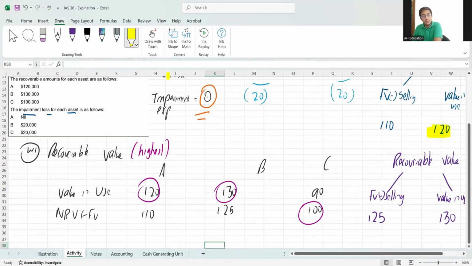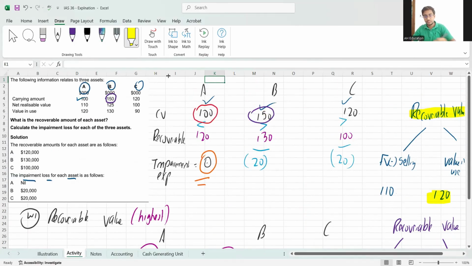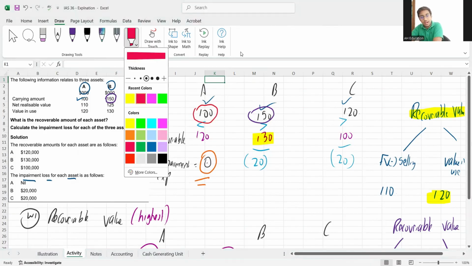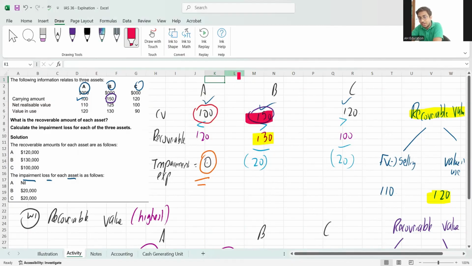Now, again, I'm asking you, what is the maximum benefit if you sell it or if you use it in your business? I would say 130 is the highest, right? And this amount is generated if I use this asset in my business. I can generate future profits. That is the value in use. So my recoverable amount is 130 alone. The maximum amount that I can sell it for or use to generate future profits is only 130. But our accountants have reported it as 150.